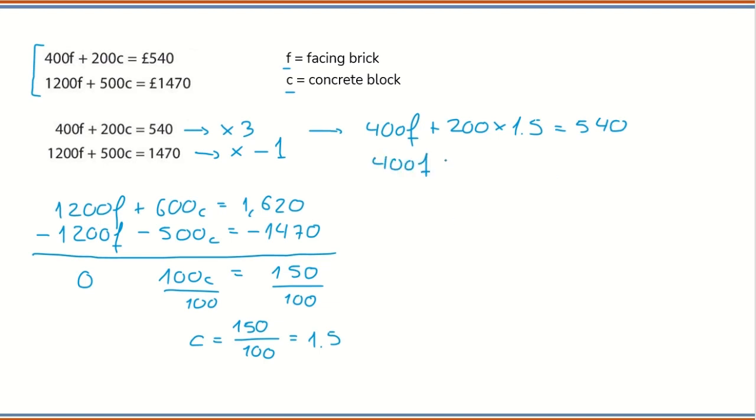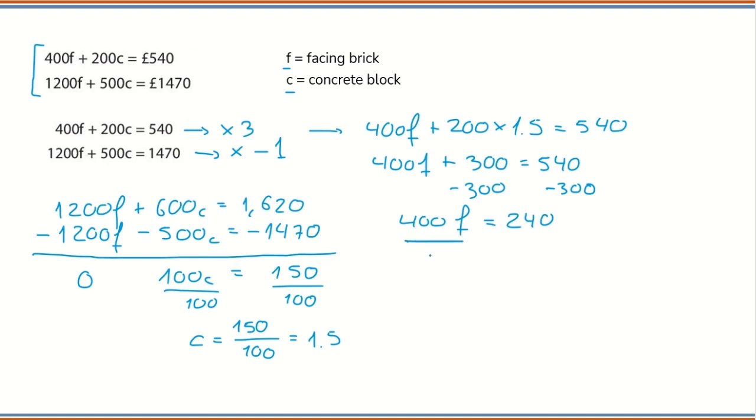400F plus 200 times 1.5 is 300, equal 540. I'm going to rearrange. If I minus 300 on both parts of the equation, I will have 400F plus 0 equals 240.